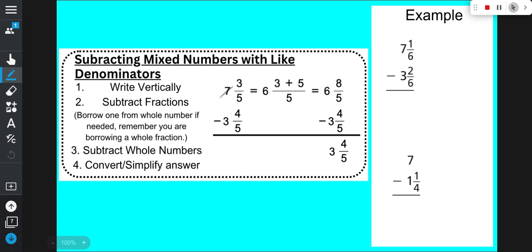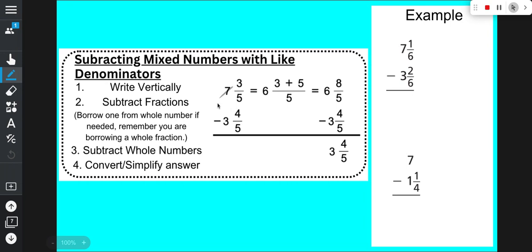Subtracting mixed numbers with like denominators is probably the hardest concept in this unit. And the biggest reason is we are going to have to learn how to borrow. So we're going to repeat the steps of adding fractions. Line your fractions vertically on top of each other. Now, when we're subtracting, if the top fraction is smaller than the bottom fraction, we're going to need to borrow.